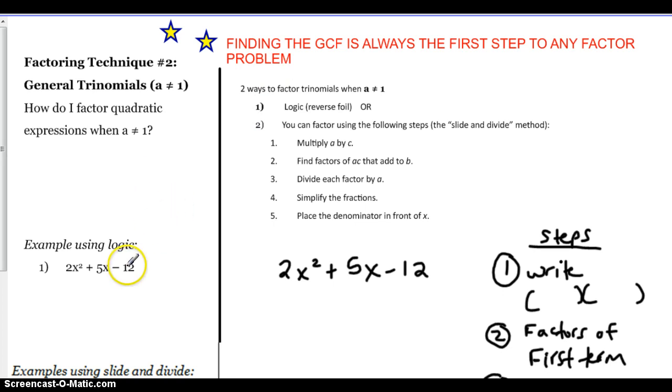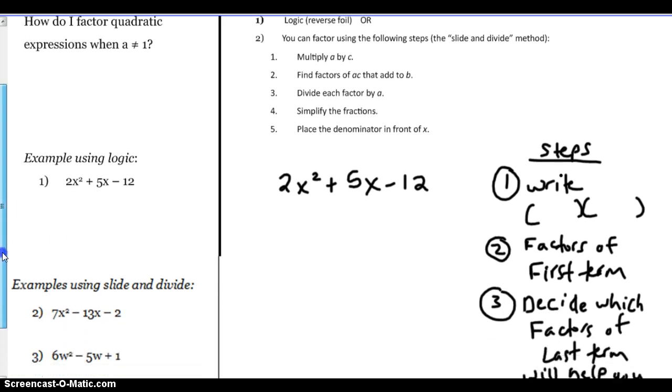So our first example using logic: we realize there's no greatest common factor, and our steps for logic are the same steps as when a is 1. You write out 2 sets of parentheses because we're doing reverse FOIL. Then step 2, we look at the factors of the first term. For this example, all we have is 2x times x. That's our only option, so that's what we'll put in our first spots, 2x times x.